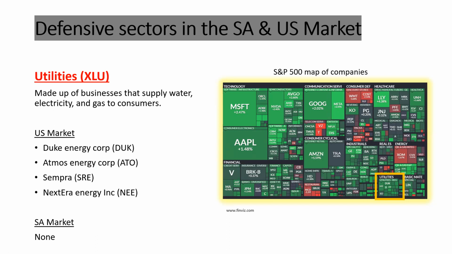Now, moving on to the third sector, which is utilities. It is made up of businesses that supply water, electricity, and gas to consumers. Now, you guys know, whatever the case may be, whether the economy is doing well or not, we still need electricity, we will always need water, we will always need gas, okay? And examples of such companies in the US market are Duke Energy, Atmos, Sempra, NextEra, all right? And it is located over here in the S&P 500 map of companies.